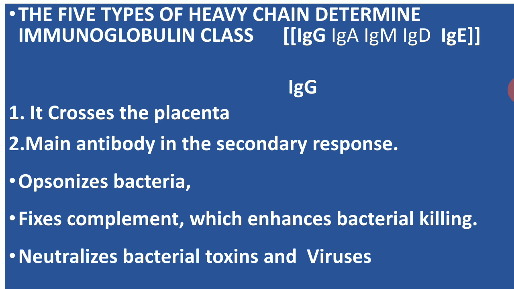The five types of heavy chain determine the immunoglobulin classes: immunoglobulin G, immunoglobulin A, immunoglobulin M, immunoglobulin D, and immunoglobulin E. Immunoglobulin G represents the typical class of immunoglobulin. It crosses the placenta and is the main antibody in the secondary response. It opsonizes bacteria and fixes complement, which enhances bacterial clearing. It neutralizes bacterial toxins and viruses.